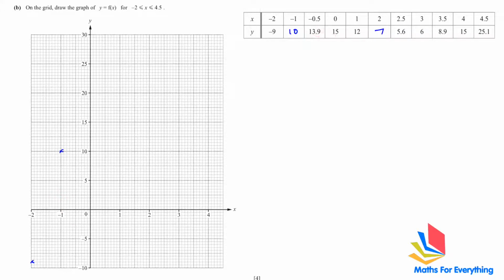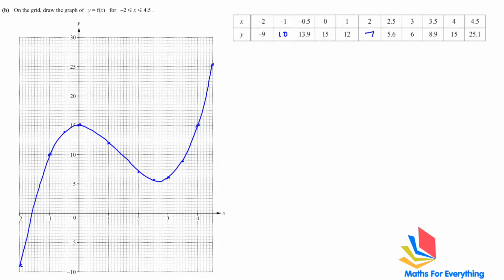X is negative 0.5. This is negative 0.5. And y is 13.9. Like I said, every two lines is equal to one unit, so 13.9 will be here. So this way we are going to plot all the points and then join them together. And this is how your curve will look after you join the points.